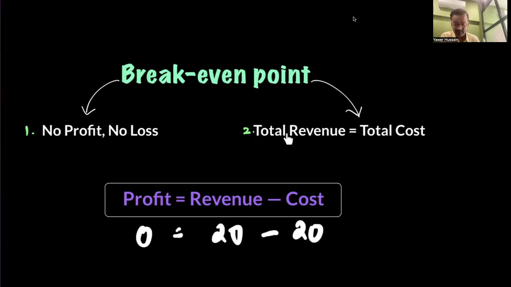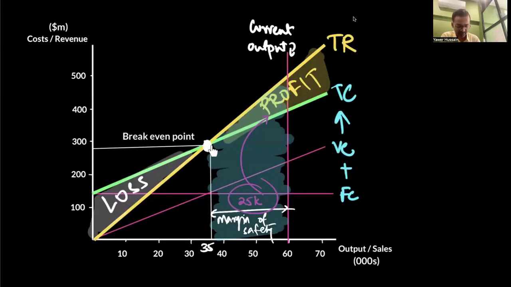Break-even point is where total revenue is equal to total cost, where you're neither making a profit nor making a loss. We saw this graphically is this point here where TR is equal to the TC curve. Everything before that was a loss. Everything after that is a profit. The difference between your break-even point and your current output is your margin of safety.